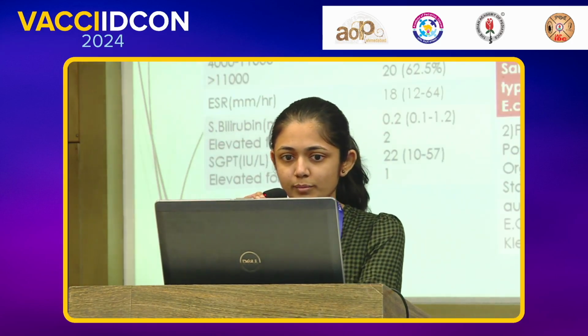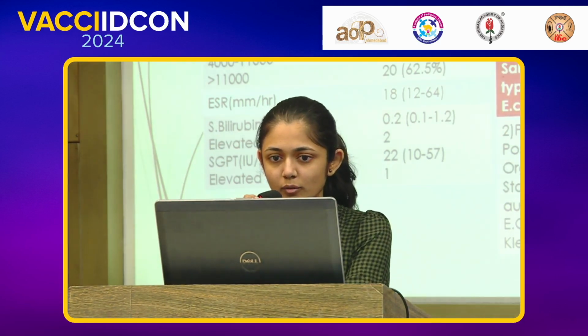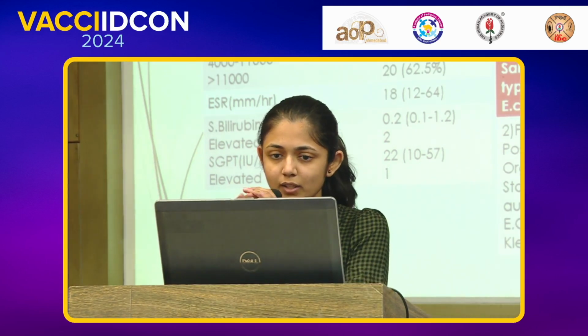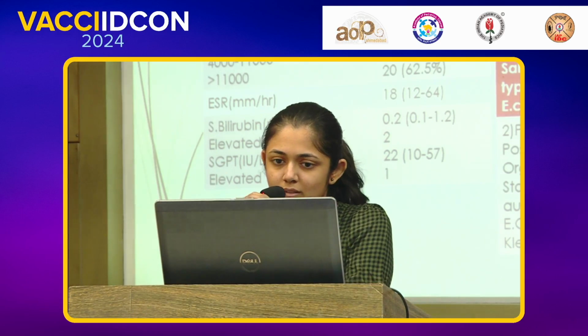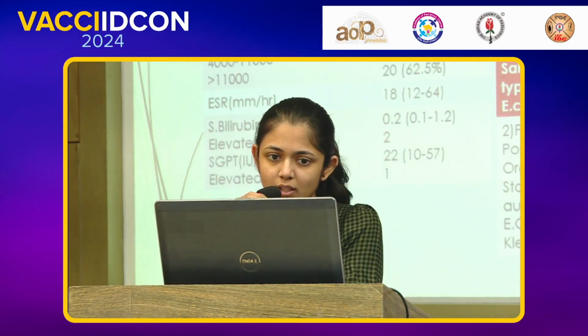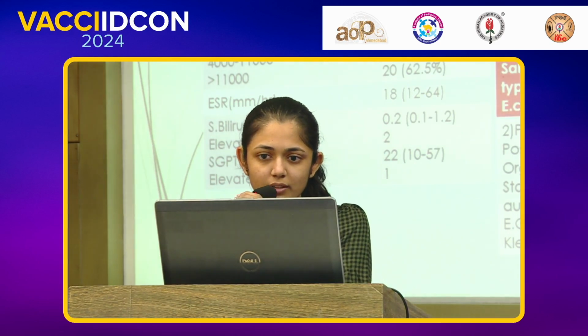In the investigation profile, most of the patients had leukocytosis, which is 62%, and a mean hemoglobin of 8.6 gram, so moderately anemic. ESR, serum bilirubin, and coagulation profile are within normal limits.